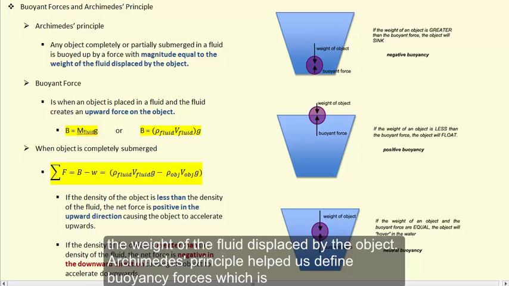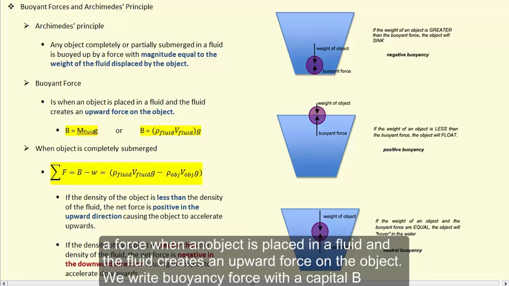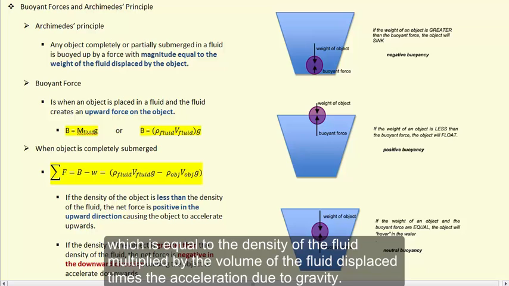Archimedes' principle helped us define buoyancy forces, which is a force when an object is placed in a fluid, and the fluid creates an upward force on the object. We write buoyancy force with a capital B, which is equal to the density of the fluid multiplied by the volume of the fluid displaced times the acceleration due to gravity.